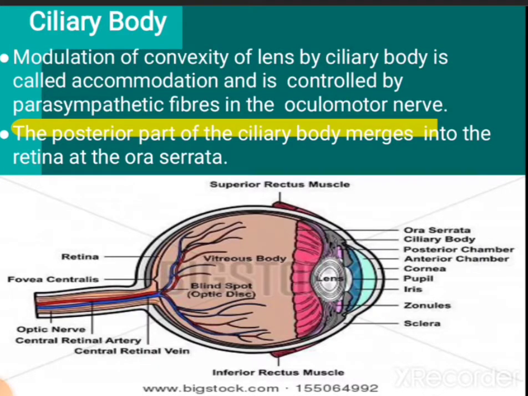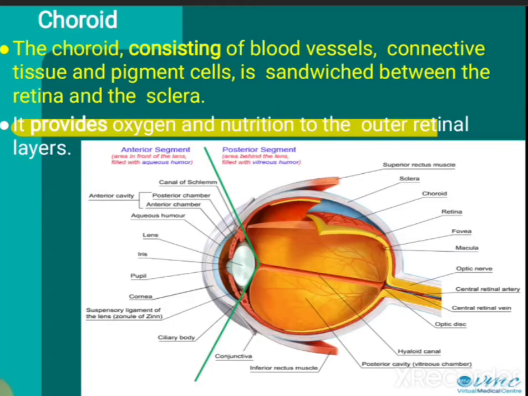The modulation of the convexity of the lens by the ciliary body is called accommodation and is controlled by the parasympathetic fibers in the oculomotor nerve. So how much the lens is convex is decided by the ciliary body as per the direction of the parasympathetic nerve fibers. So the posterior part of the ciliary body merges to the retina at the ora serrata. So here we can see the ora serrata. This is the ora serrata where we have the merging of the ciliary body with the retina.